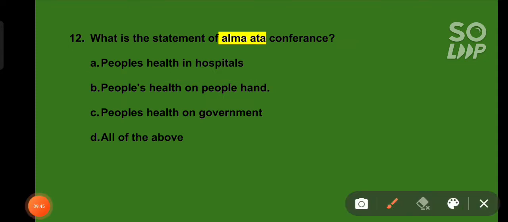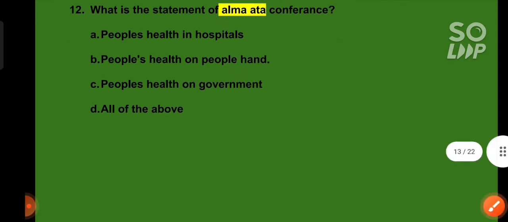The right option is option B. Option B is people's health in the people's hand. That means the lifestyle of the people depends on their health status. So the main aim of this Alma Ata conference is people's health in people's hand.